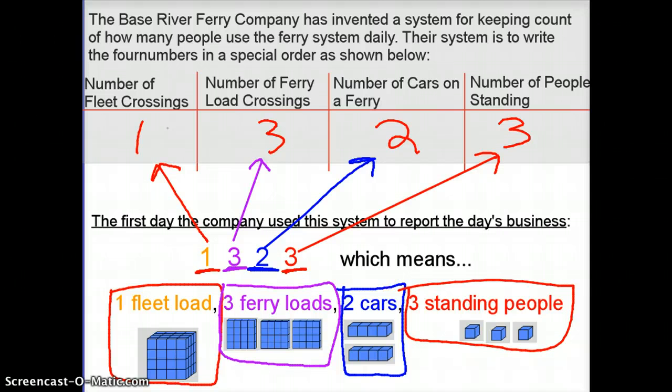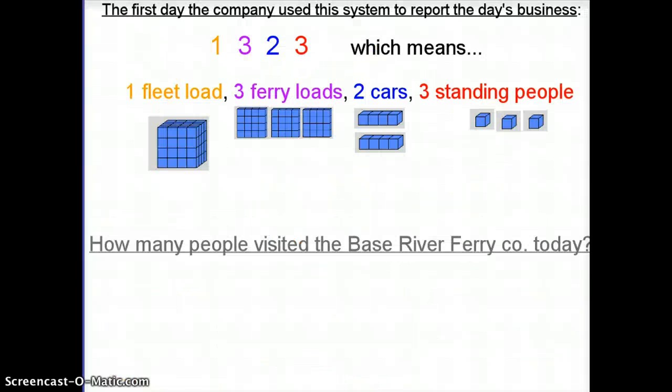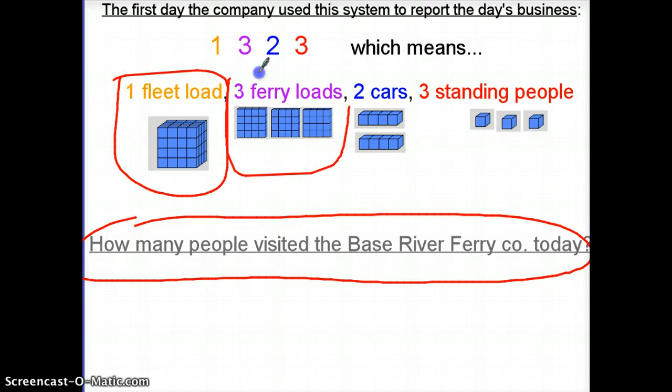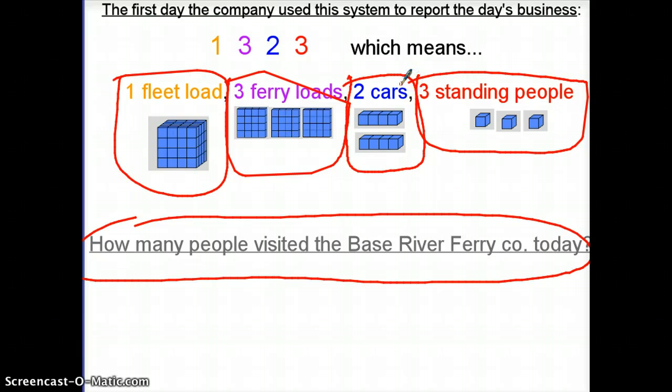And now we would ask, how many people actually visited the Base River Ferry Company that day? If 1 fleet load, 3 ferry loads, 2 cars, and 3 standing people visited, informally the kids would be encouraged to simply count the units in this entire situation. So they could go 1, 2, 3, 4, 5, 6, 7, 8, 9, 10, 11, just to keep track of their work. And we have 16, 4 by 4.